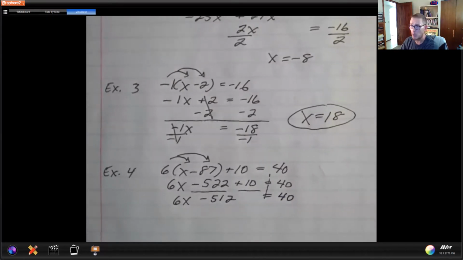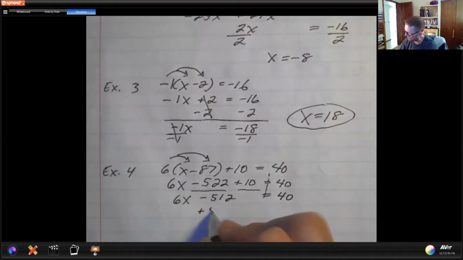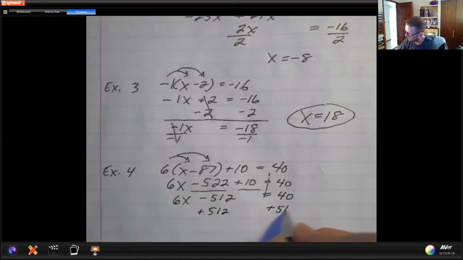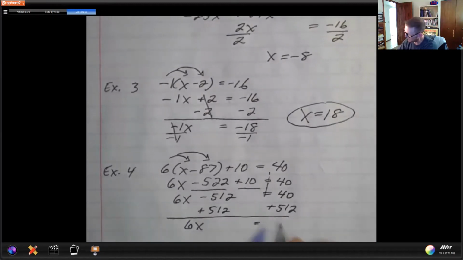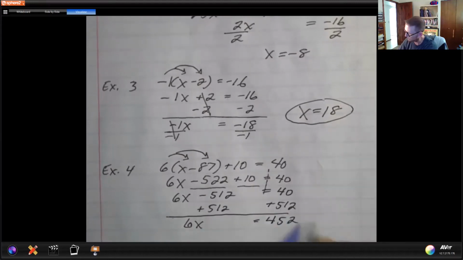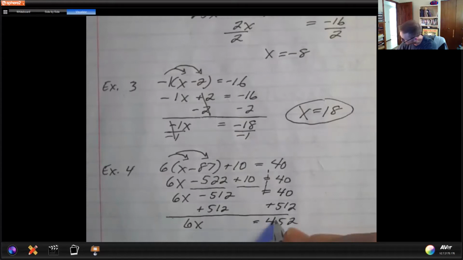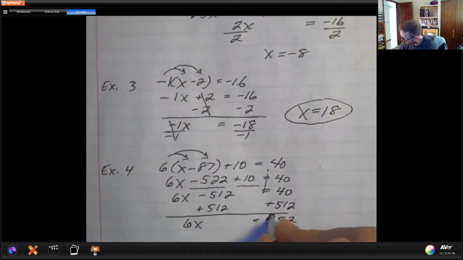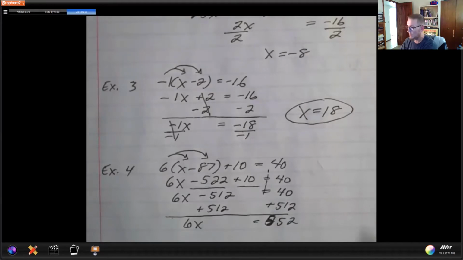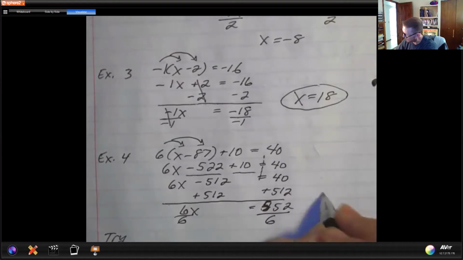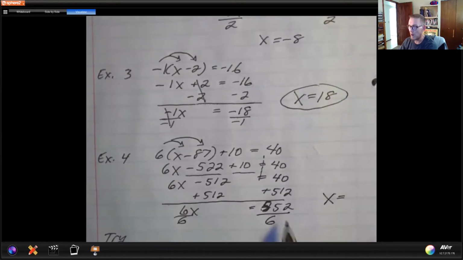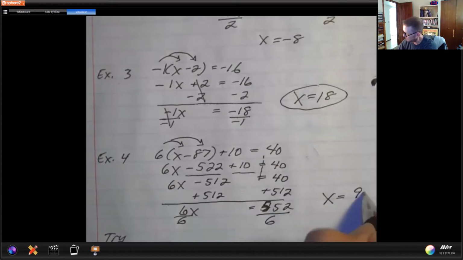And now I have a two-step equation. So I'm going to add 512 to both sides. And 6x equals 452. Excuse me, 552. I was looking at that 4 up there. And then I'm going to divide out the 6. And when I do that, x is going to equal 552 divided by 6. X is going to equal 92.